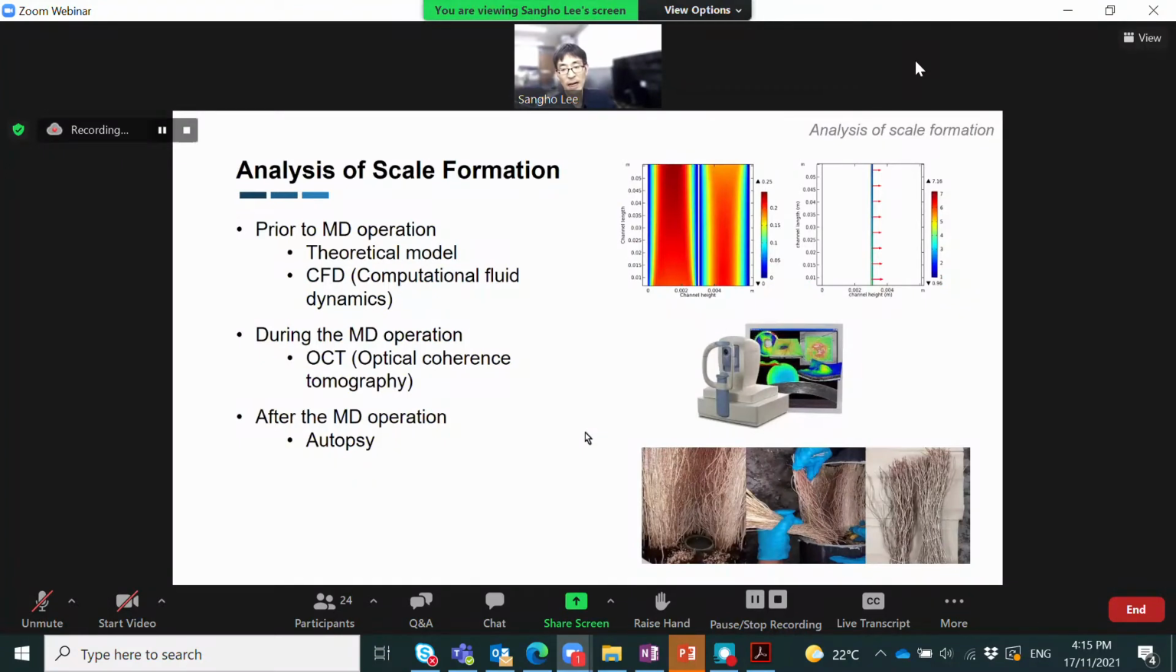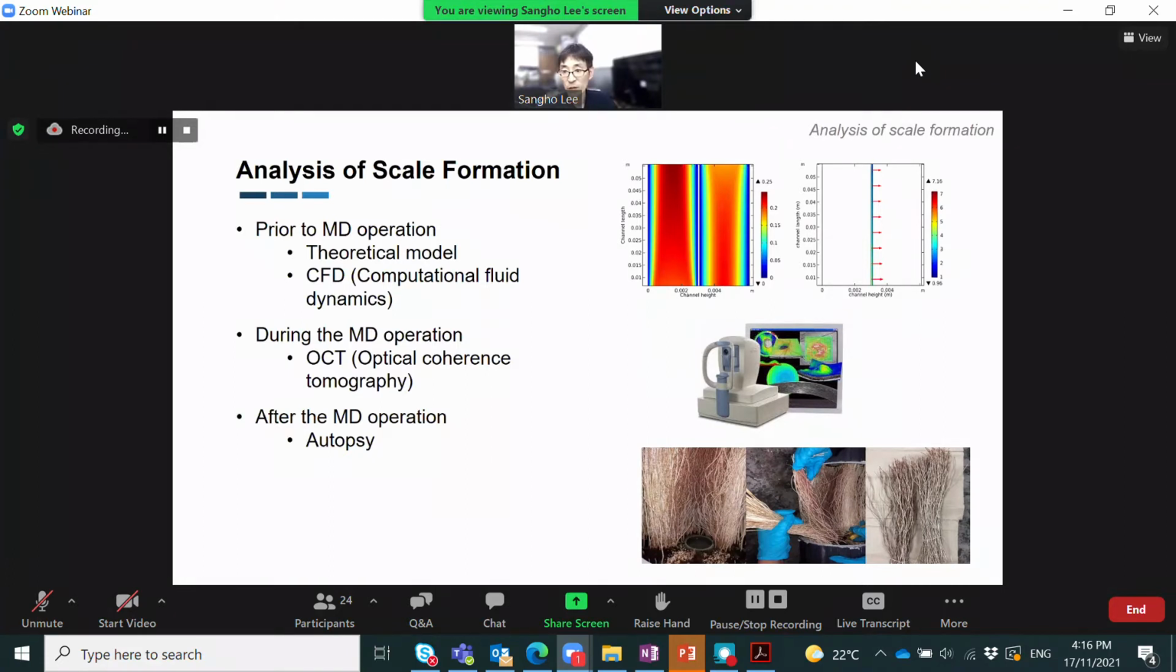I previously mentioned that there are three parts in my presentation, and the first part is the analysis of scale formation. There are three steps in which we can analyze scale formation. The first step is to predict the scale formation prior to the actual MD operation. In that case, we can develop and apply a theoretical model, or we can use computational fluid dynamics to simulate the hydrodynamic conditions. Based on that, we can also predict the fouling patterns.